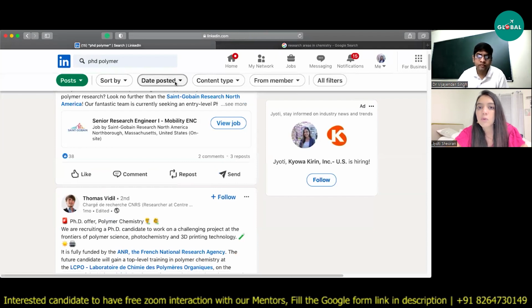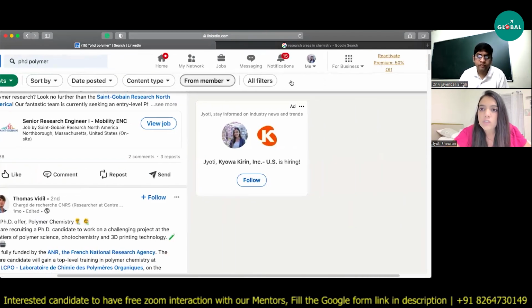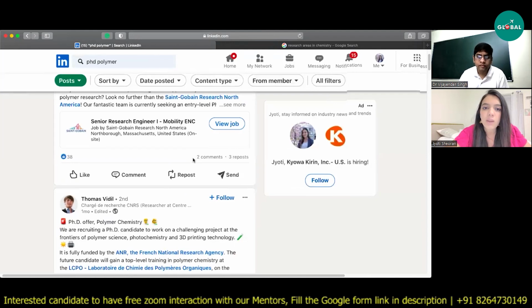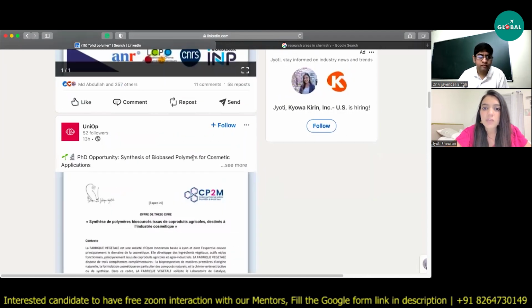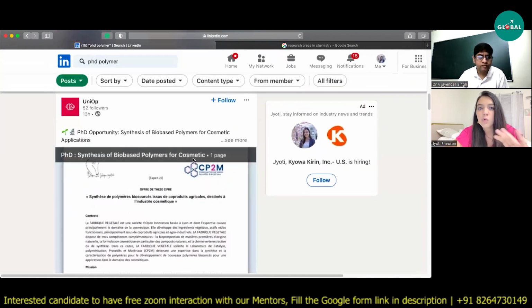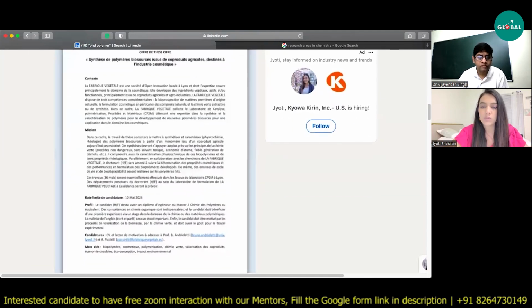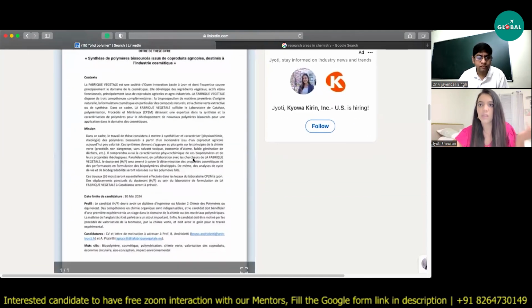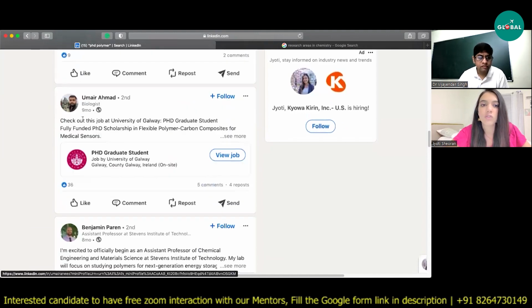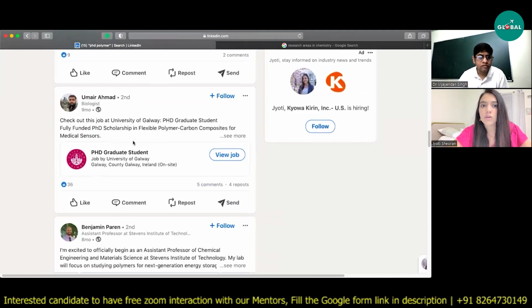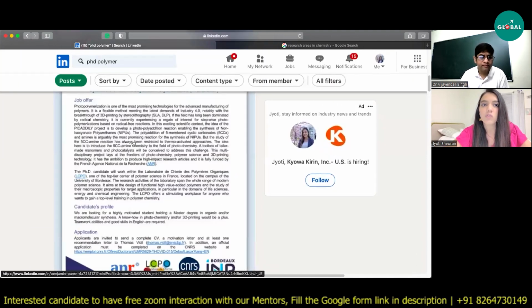Then you can choose when the date was posted, and then you can put the location also. Like that, you can use multiple filters. Usually, people post all the requirements here. So it is always good to follow the university pages also, like the institute in which you're interested. They usually post about the positions.